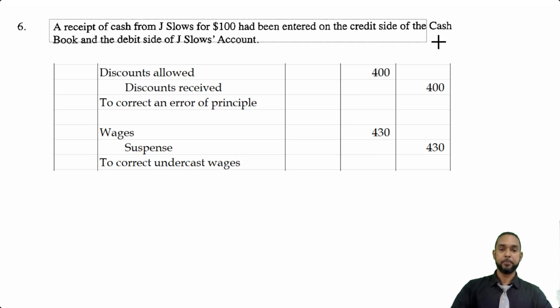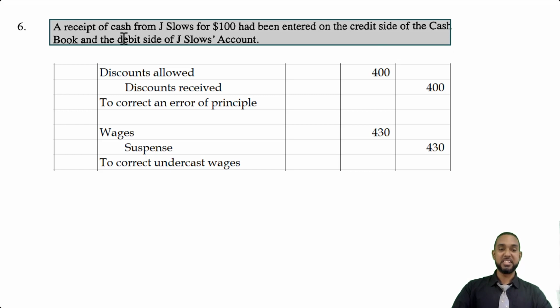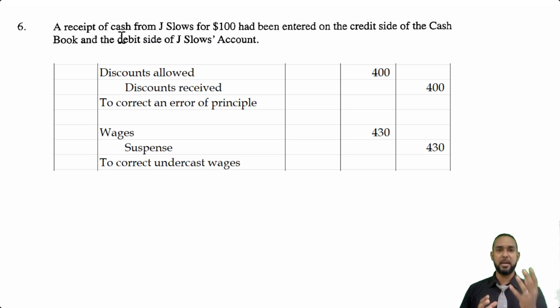Okay, the last item here says that a receipt of cash from J. Slows for 100 had been entered on the credit side of the cash book and the debit side of Slows account. What? If we receive money, we are supposed to debit the cash book and credit whoever paid us. This is a complete reversal of entries. To fix it, we have to make the correct debit and the correct credit for double the amount. Why double? Because in the first case, we are missing a debit and a credit where they should have been put. So we were supposed to debit cash and credit Slows. We did neither of those things.